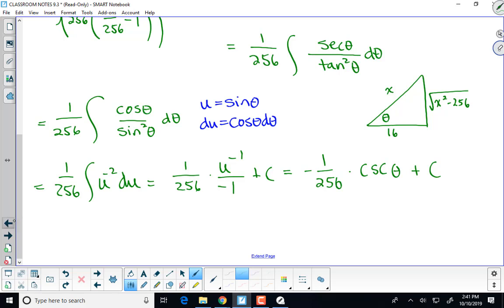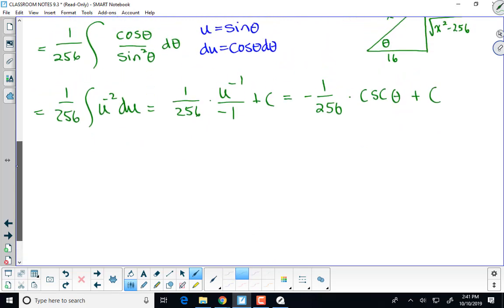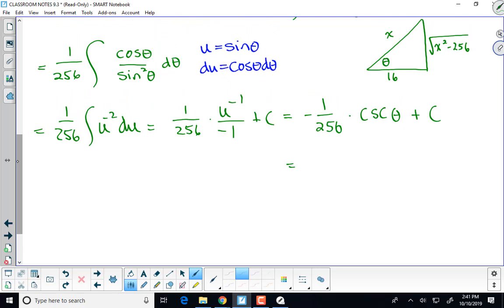And we're almost there. When we look at that triangle that relates x and theta, we need to figure out cosecant of theta. Cosecant is going to be hypotenuse over opposite. So it looks like there's no cancellation, so negative x over 256 times the square root of x squared minus 256 plus c. All the way back to the x's.